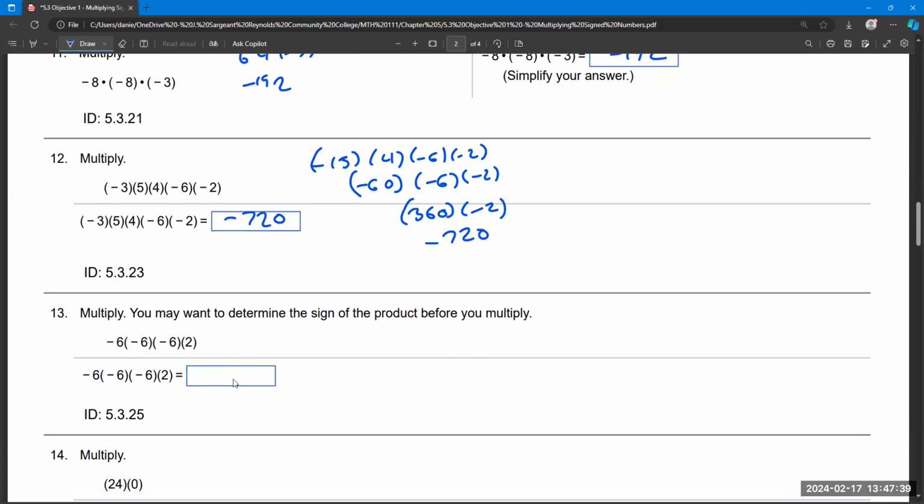They're giving us a hint here. We can determine the sign of the product before we multiply here. So negative times a negative times a negative is a negative. 36 times 6 times 2 is 216 times 2 is 432, so -432.